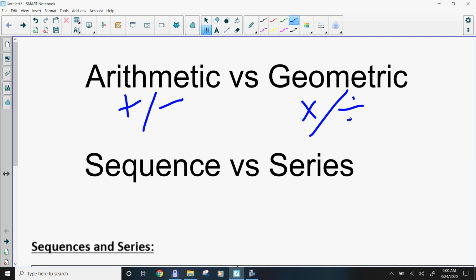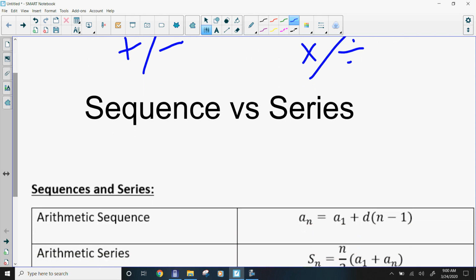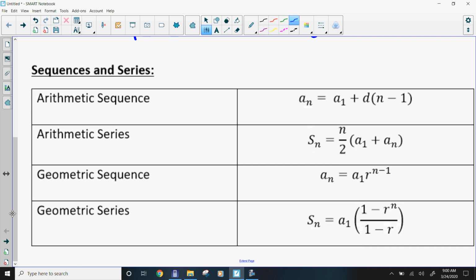Another thing about arithmetic versus geometric: arithmetic has a common difference. In the formula, it's D, and geometric has a common ratio, and in the formula, that's R. The difference between a sequence and a series is that a sequence is just a list. A series is where you add up a certain amount of numbers within that list, so a series is a sum. You can tell the difference in the formula because series have S's on them. So these ones are sums. That means we're going to add up numbers within that list. Again, just to remind you, arithmetic has a D in it, and geometric has an R in it. So that's how you can tell the difference.